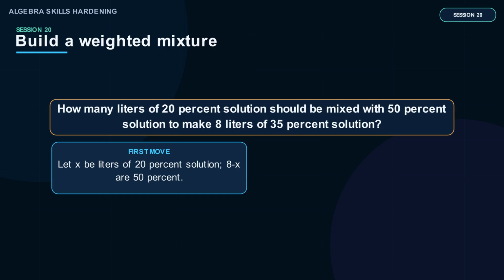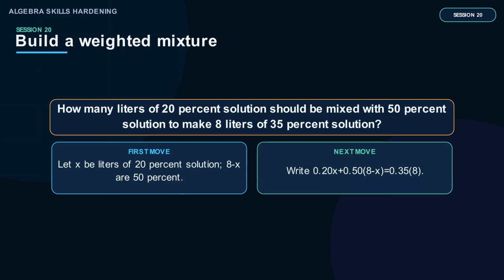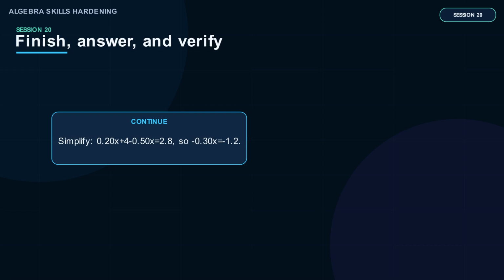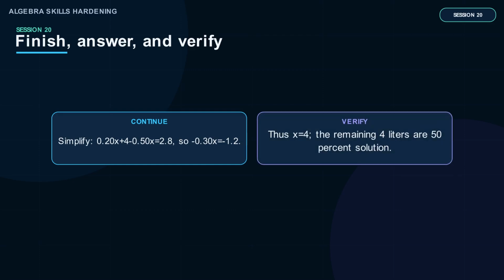Next, write 0.20x plus 0.50 times (8 minus x) equals 0.35 times 8. Keep the relationship visible and apply the operation to every required term. Now audit distribution, signs, copied values, and restrictions. A brief midpoint check is cheaper than rebuilding the solution. Continue with the third step. Simplify. 0.20x plus 4 minus 0.50x equals 2.8, so minus 0.30x equals minus 1.2. State what the transformed line tells you.